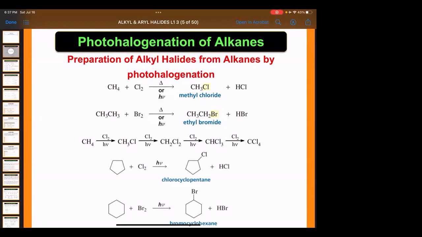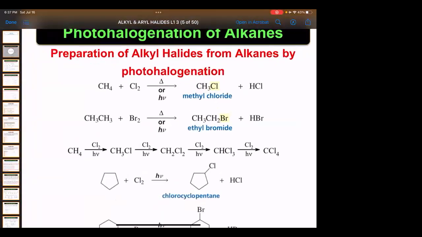Yes, you are correct. But you can use a common term, photohalogenation of alkanes, as it is written over here. You can see the heading photohalogenation of alkanes. What does this mean? It means you are attaching a halogen group on an alkane in the presence of light. You can see the light is mentioned.